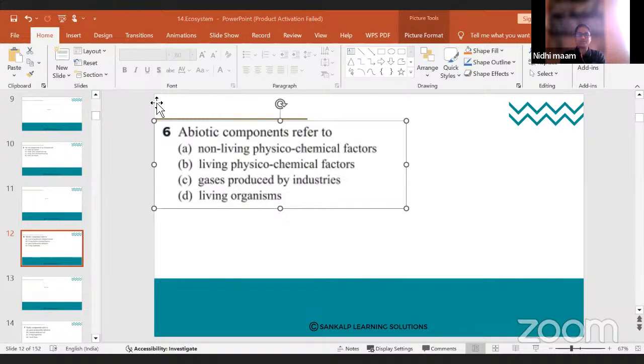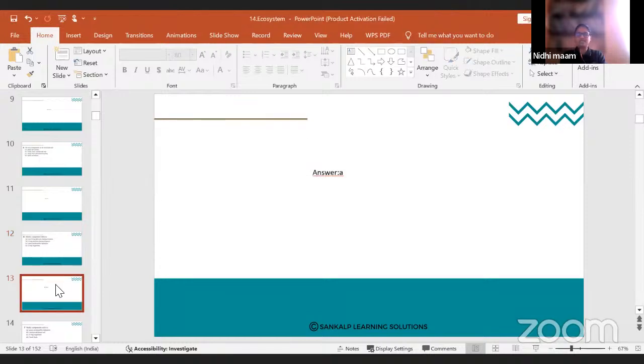Jyoti, Akash, Sushmita are here. Very good, Pavitra. Then Ramya, Yasin, Shabina, Sheikh, Kavya H, good. Most of you answered option A, that is non-living physico-chemical factors. Exactly, abiotic things are nothing but non-living factors.